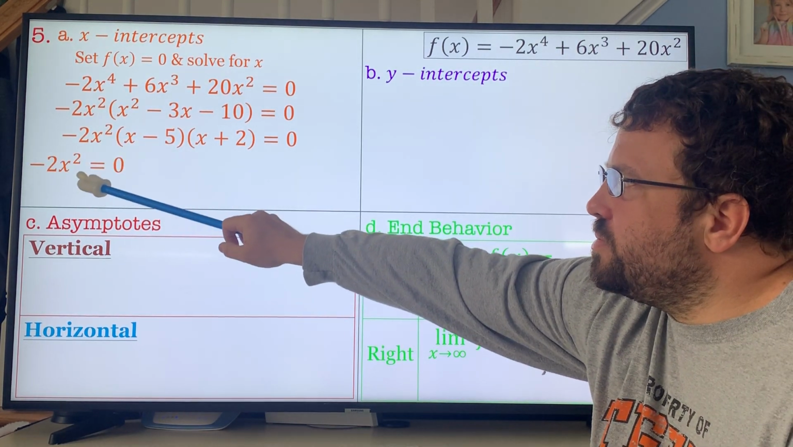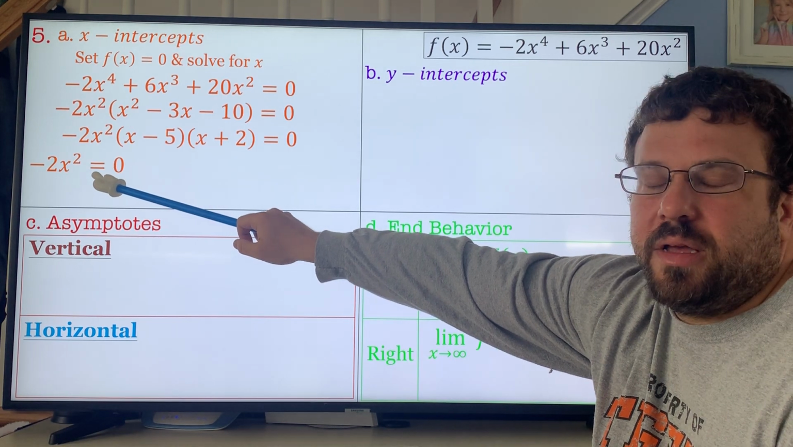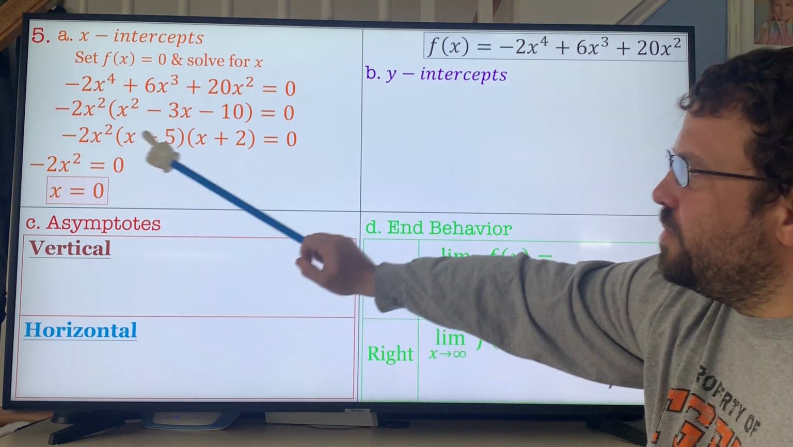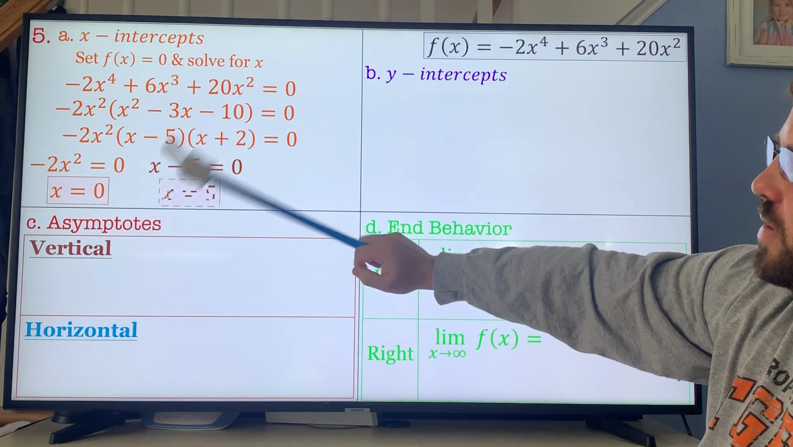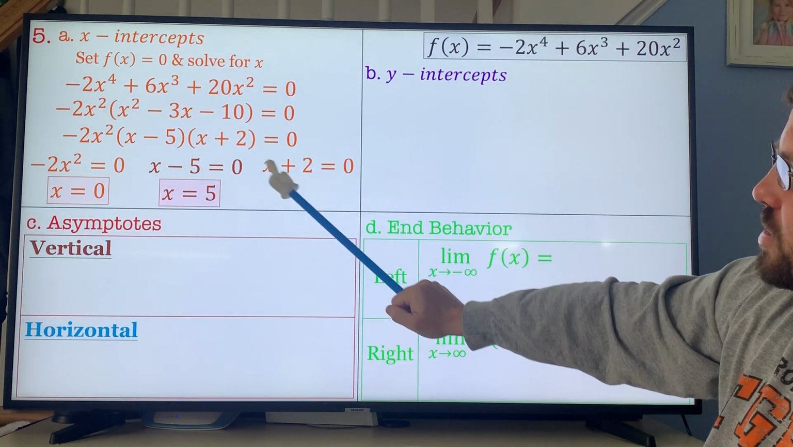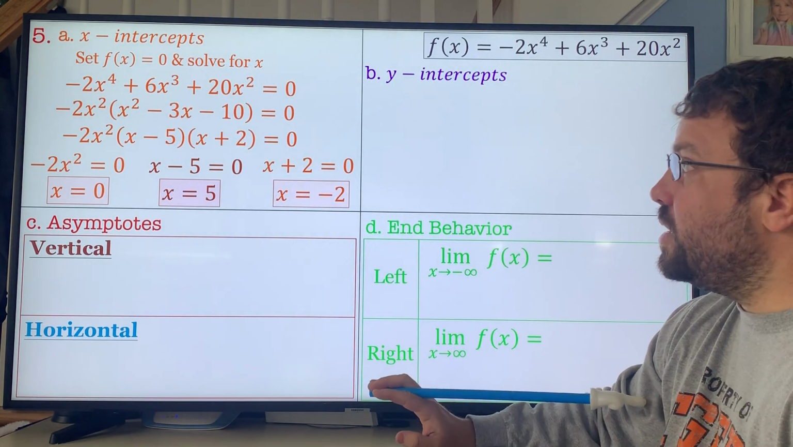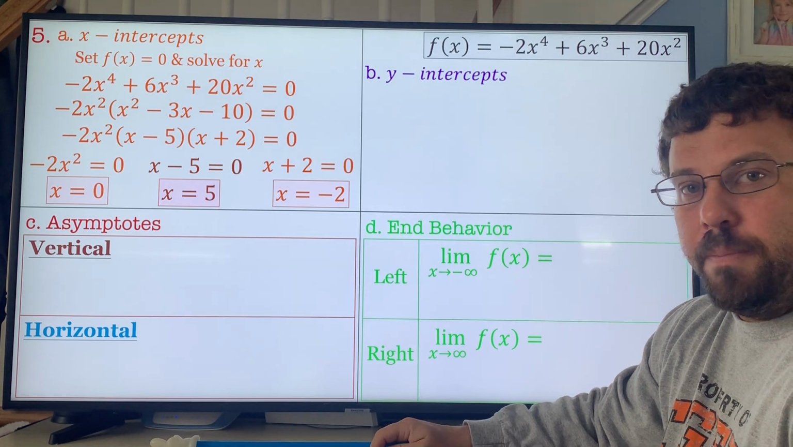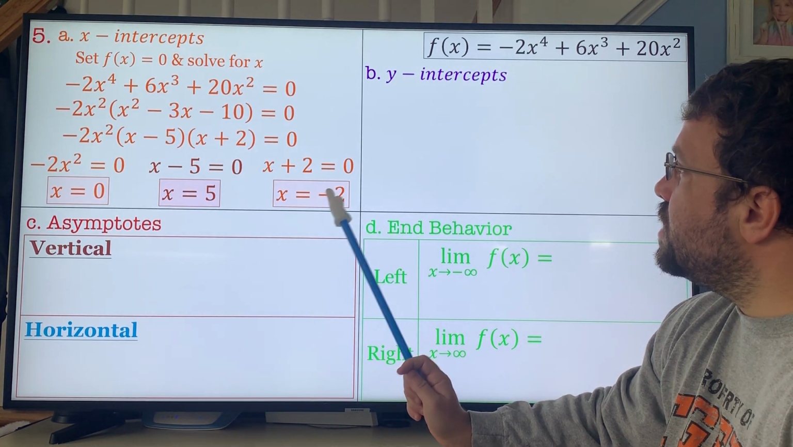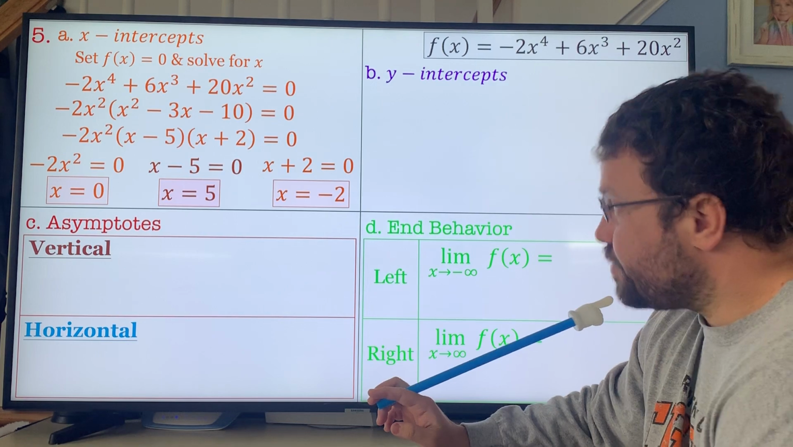Set this equal to 0. Divide by -2, square root, and x equals 0. X minus 5 equals 0, add 5, x equals 5. X plus 2 equals 0, subtract 2, and x equals -2. Good? All right. Looks pretty impressive.